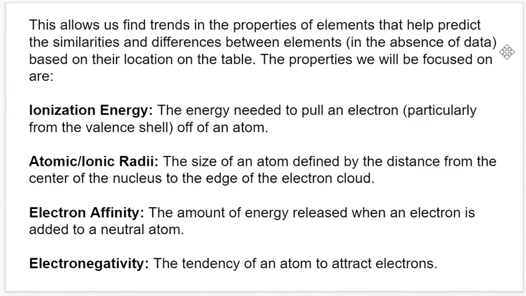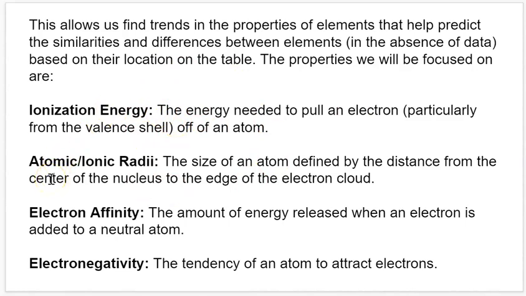And the properties that we're going to be focusing on here are ionization energy, which we've talked about before, is the energy needed to pull an electron off of an atom. And we're usually talking about a valence shell electron, because those are the ones that require the least amount of energy to pull off. And also ionization energy tells us a lot about the reactivity of an element.